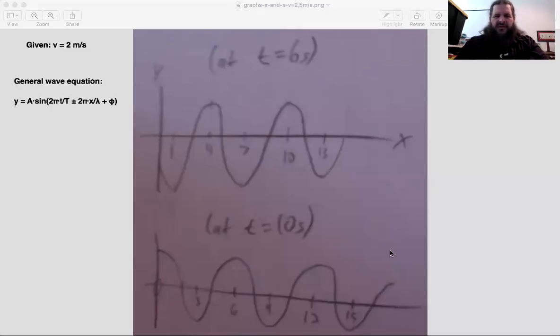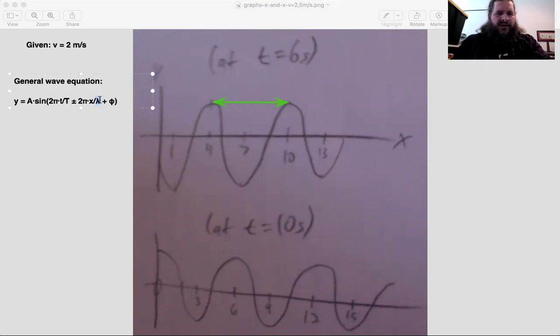So if we just got two position graphs and no time graph, we can't directly figure out the period, but we can certainly measure the wavelength. Wavelength is just going to be distance from crest to crest or trough to trough. So let's say here's a crest, here's a crest. So this distance from 4 to 10 is definitely one wavelength.